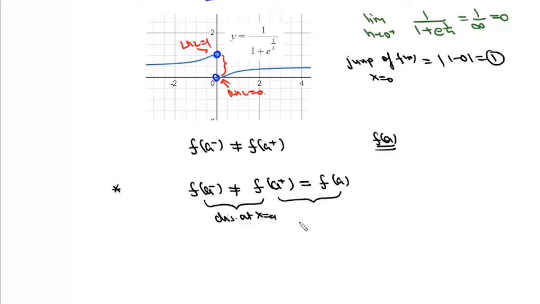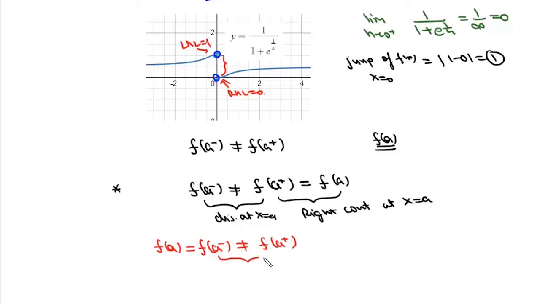but we'll say it is right continuous at x equal to a. In the same way, there will be some cases where the left hand limit will not be equal to the right hand limit, but the left hand limit is equal to the function value at a, and in this case it is still discontinuous at x equal to a. But since f(a) is equal to f(a negative), we'll say it is left continuous at x equal to a.